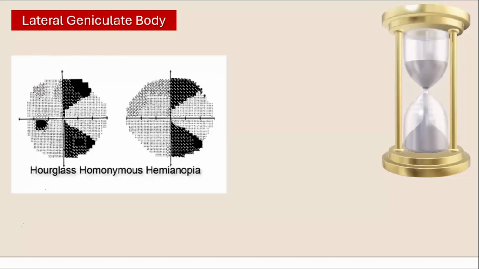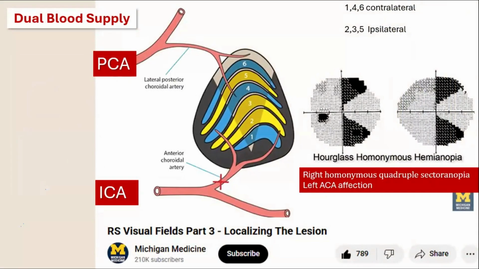Any lesion after the chiasm will result in contralateral hemianopia. So you need to say, since this is a right hemianopia, the lateral geniculate body affected is the left, the contralateral side. And why this configuration? Because of the blood supply. And this is called, by the way, sectoranopia.